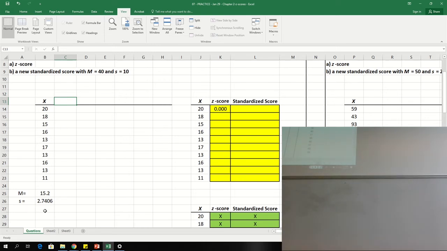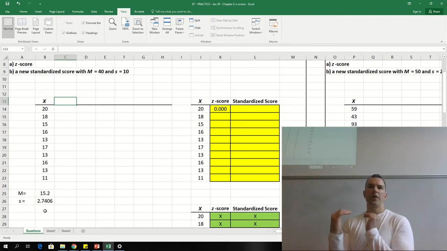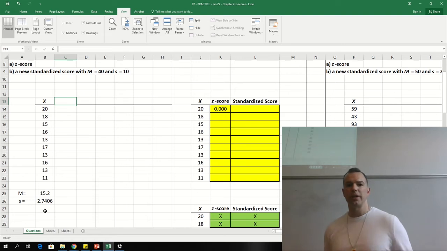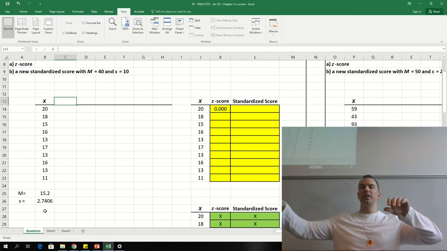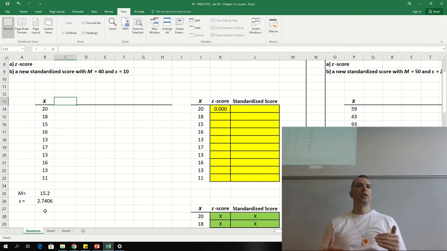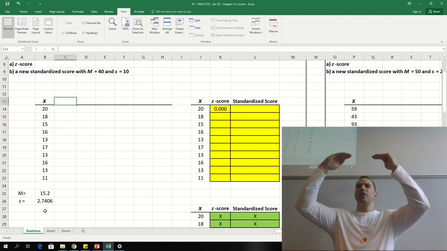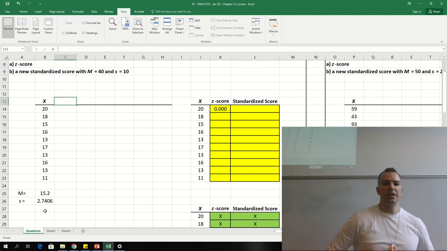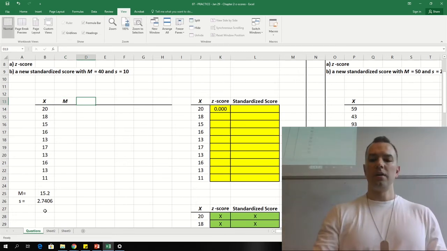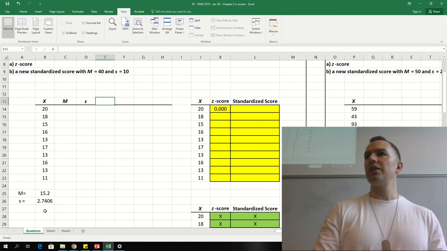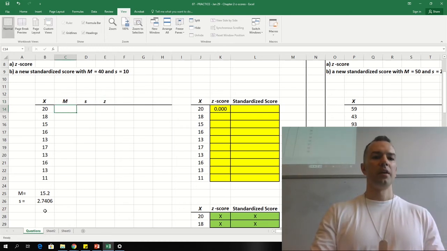All right, so what we want to do is we want to set up what I call parallel structure. And what parallel structure is that you have all the information that you need in a single row. So that's a very straightforward way to take advantage of copy and paste if you have all the information that you need in every single row. So what we're going to do is we're going to set up a column of means, and we're going to set up a column of standard deviations, and we're going to use that to calculate out our z-scores.